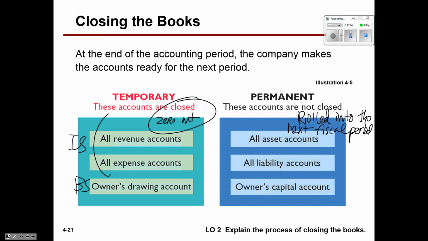Any liability accounts, I have a feeling all those people still want to get paid. So if you owe money to people, you're not just going to be like, it's a new year, I'm not paying you. No, you have to roll those over, and then the owner's capital account. Basically, all of this gets funneled into the owner's capital account. The owner gets to keep all the money, revenue, the owner has to pay all the expenses, and the owner has to settle up on any drawing that he or she took out of the business. So they don't go away, they just all get shuffled or funneled into owner's capital.